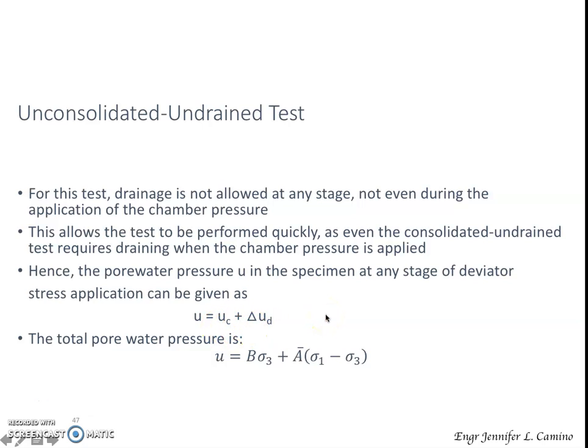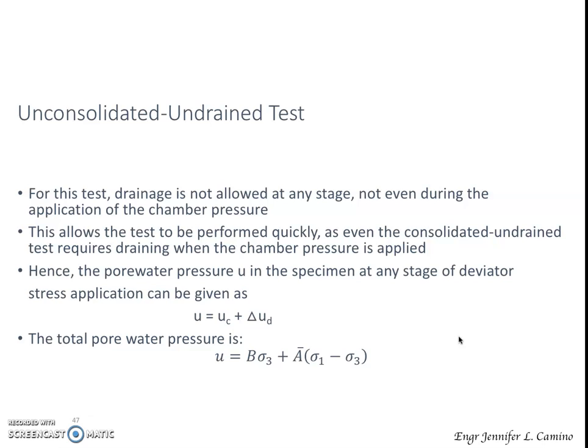So in the unconsolidated undrained test, we don't permit drainage during the application of the chamber pressure sigma sub 3. So the test specimen is sheared to failure by the application of our deviator stress, and the drainage still is prevented. Because drainage is not allowed at any stage, the test can be performed quickly. Because of the application of the chamber confining pressure sigma sub 3, the pore water pressure in the soil specimen will increase by U sub C.